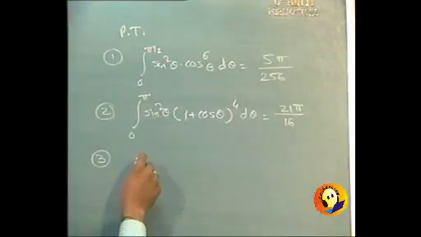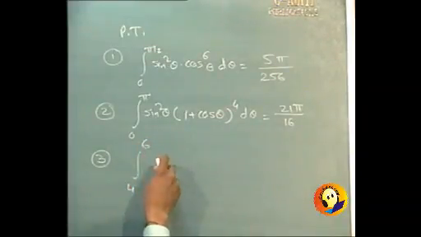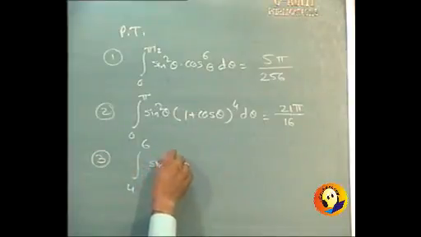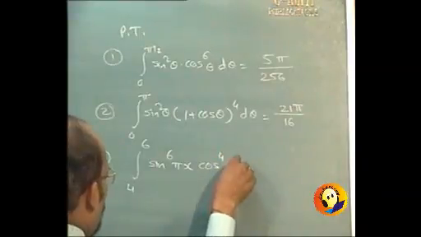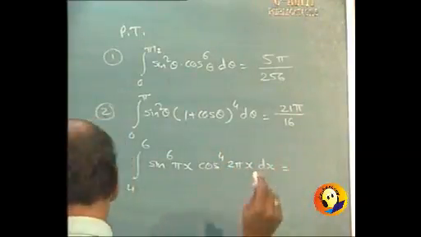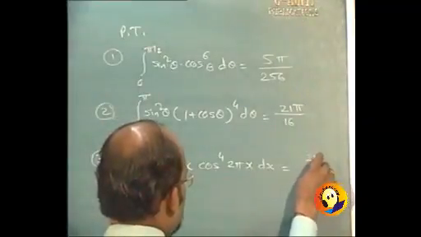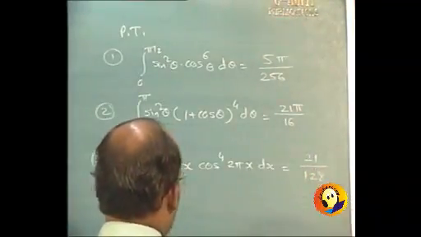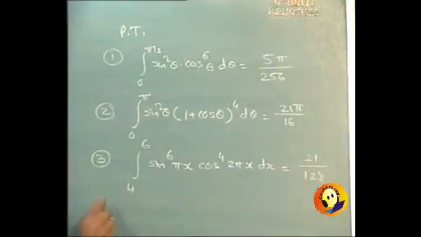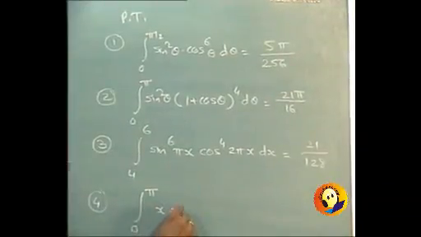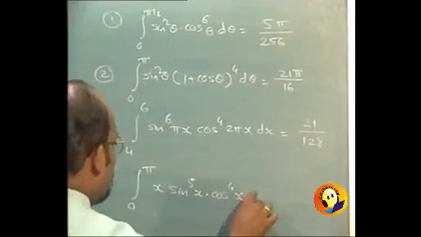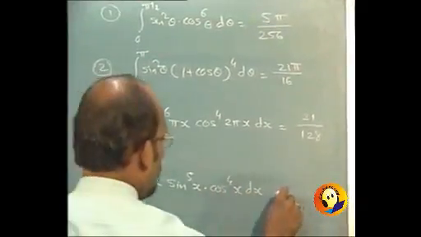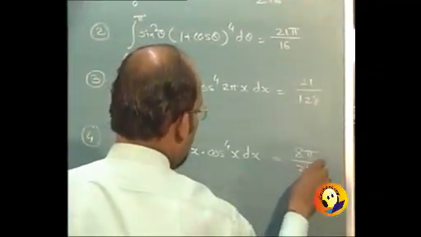Third, integral 4 to 6 sin raised to 6 pi x into cos raised to 4 2 pi x dx is equal to 21 upon 128. Fourth, integral 0 to pi x into sin raised to 5x into cos raised to 4x dx is equal to 8 pi upon 315.